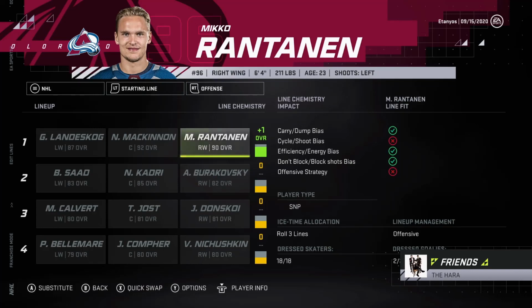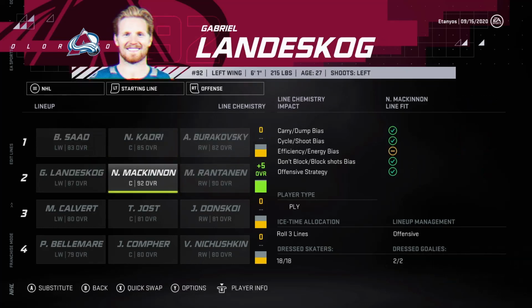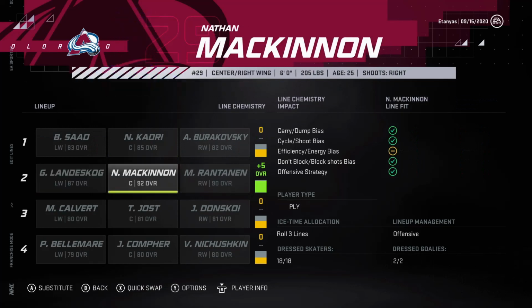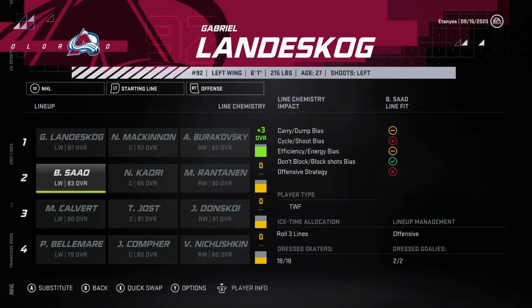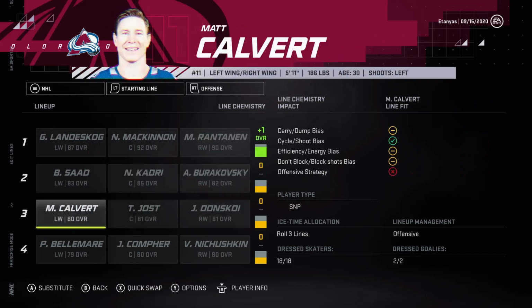Now, if I took all these guys and decided to move them around, yes, we'd get a +5. Great, that's exactly what we want to see, except we want to see that up on the top line because obviously they are going to want first line minutes, which makes total sense.